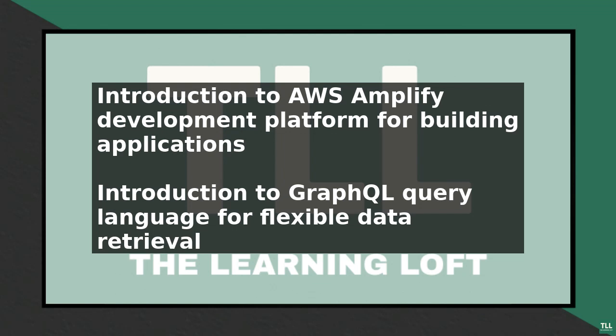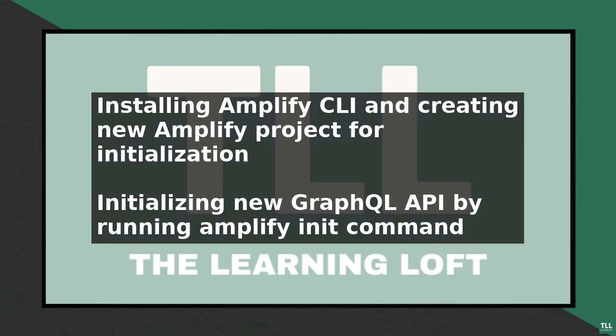The next step is to define your GraphQL schema. A GraphQL schema is a blueprint for your API that defines the types of data and operations that are available. You can define your schema using the GraphQL schema definition language. For example, you can define a simple schema that includes a type called post with fields for id, title, and content.